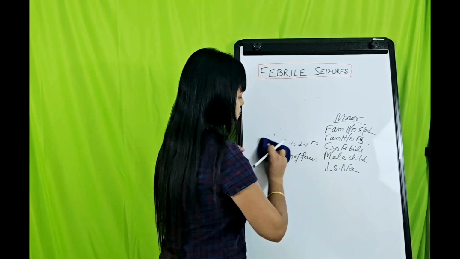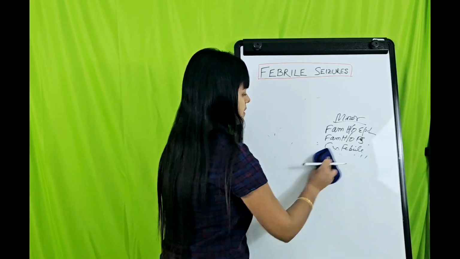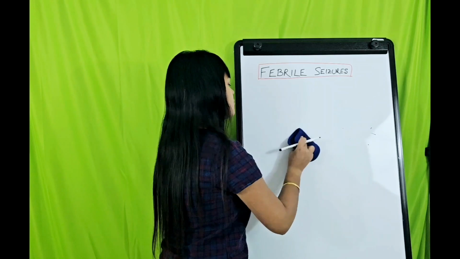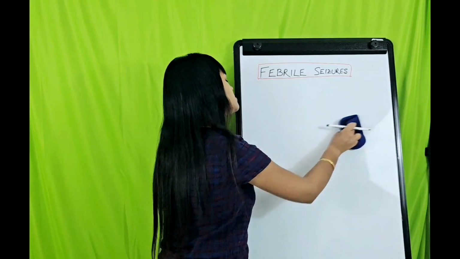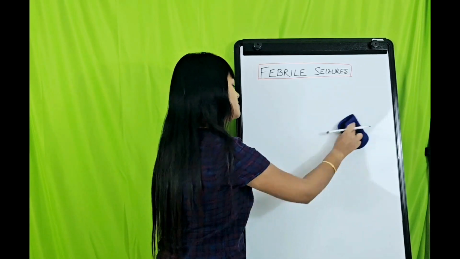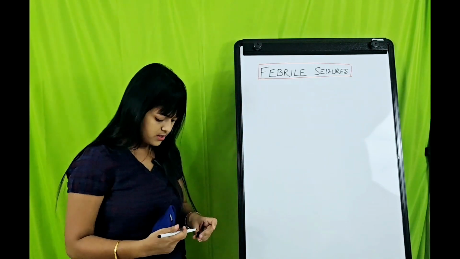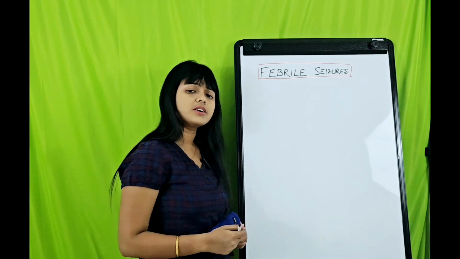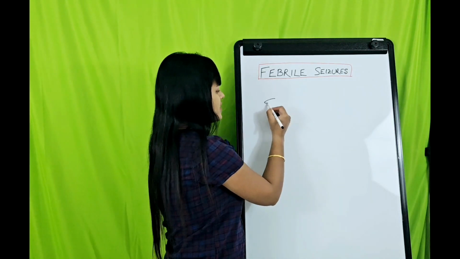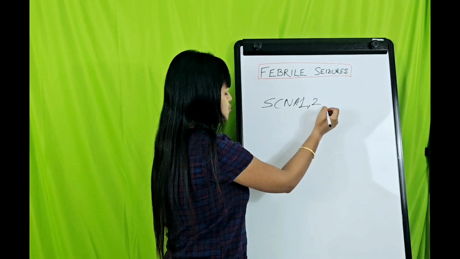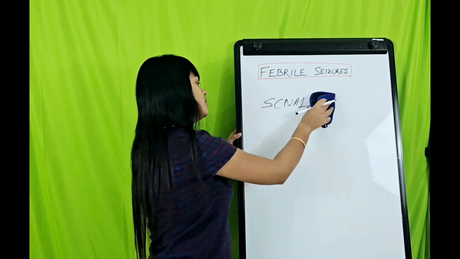Clear? Next, moving on to the genetic aspect. So yes, students, there is a genetic predisposition for febrile seizures. Okay, you need not know all, just remember this is a polygenic one, okay, and the genes involved are, it's important only for MCQ, SCN1A, 2, okay, these, okay.